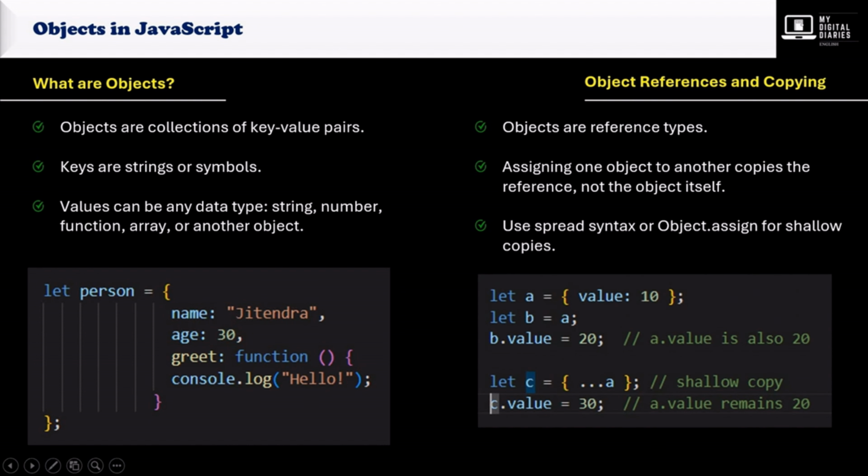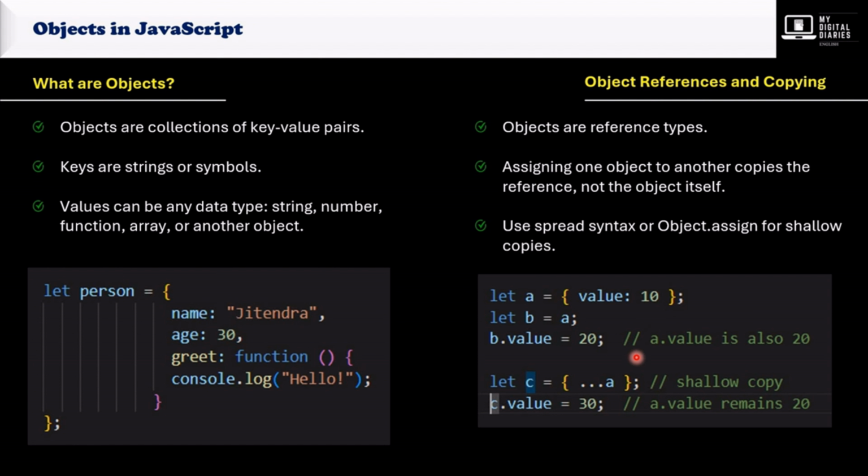So if you see the example which I have given, let A is equal to a value of 10. So A has a value of 10. Now I am assigning B to A. Now the B object is equal to the A object. Now if I change B dot value to 20, it will automatically change A dot value to 20 also, because A and B both are referring to the same object.